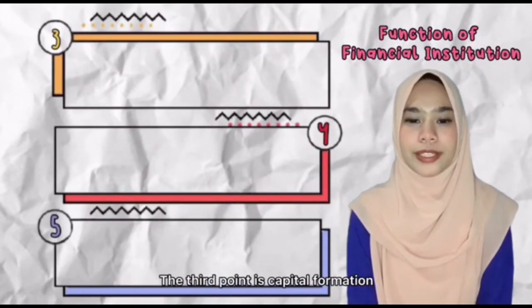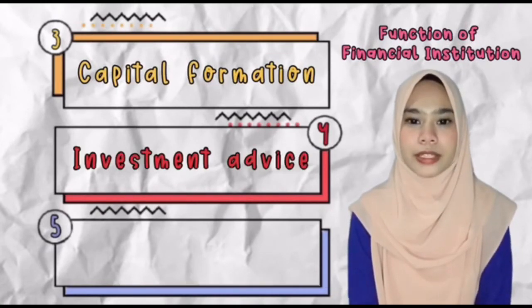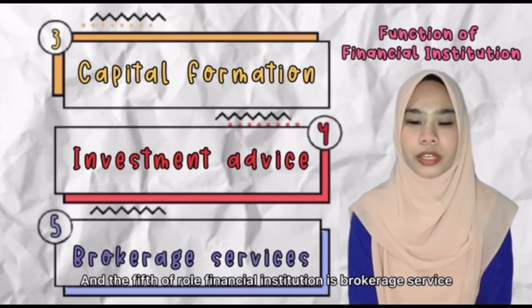So I will continue with the functions of financial institution. The third point is capital formation. The fourth is investment advice. And the fifth role of financial institution is brokerage service.